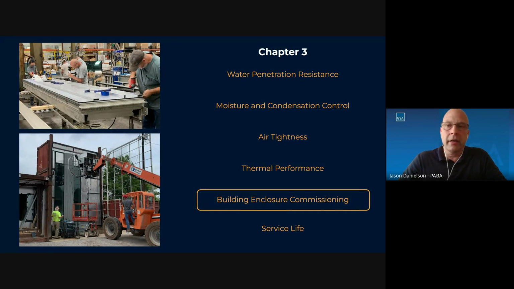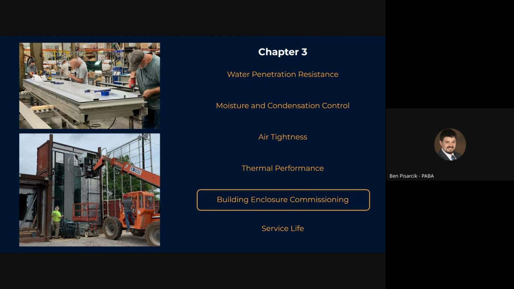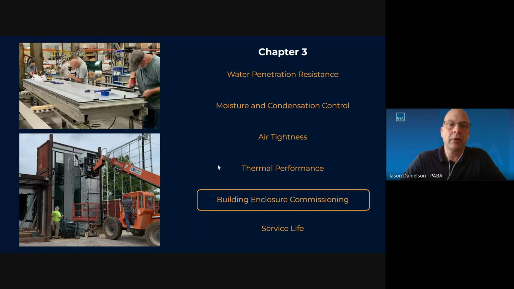And from there, any questions on thermal performance? Currently none in the Q&A. Okay. We'll jump into building enclosure commissioning.